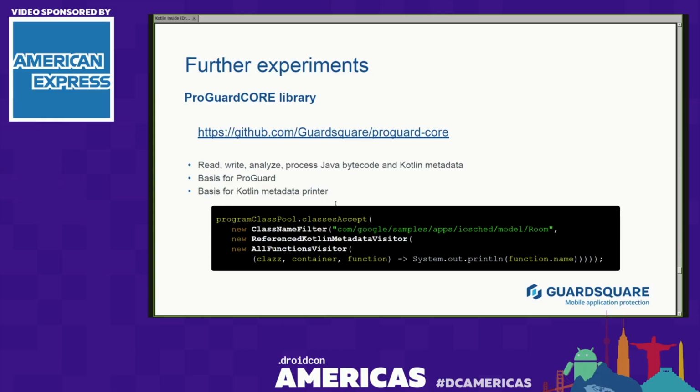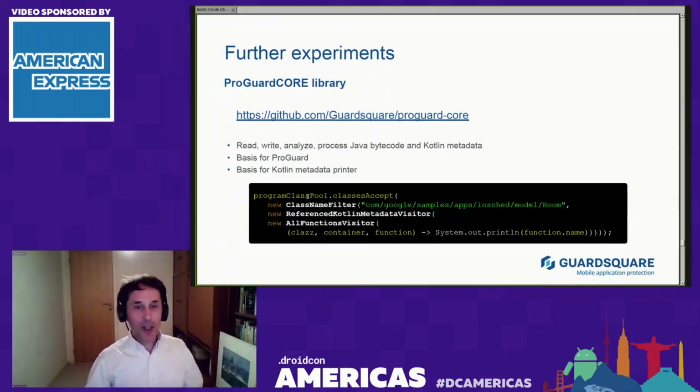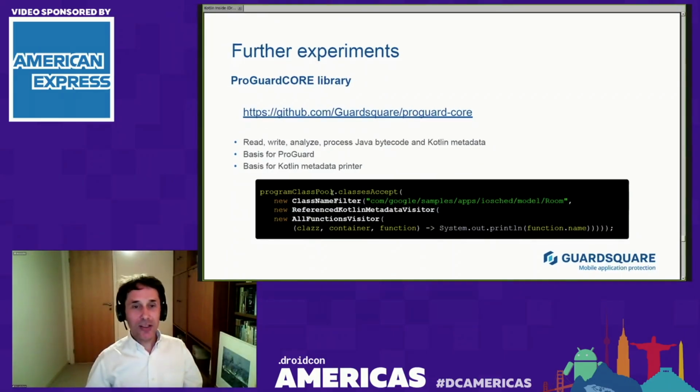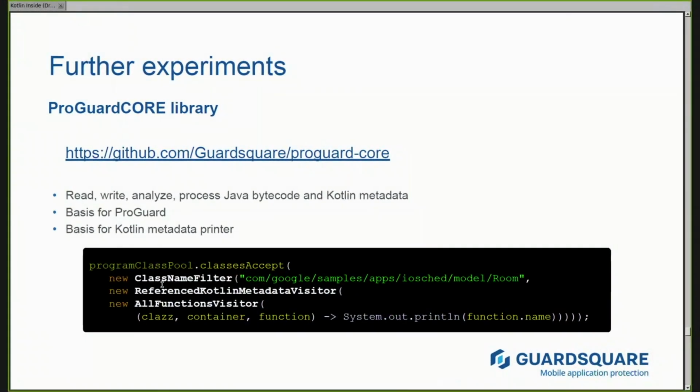Just to give you an impression of what the code looks like, this is a simple snippet of code. It uses the visitor pattern, and this piece of code visits all classes in a given class pool. It then applies a name filter, only visiting the mentioned class, the room class. In that room class, it visits the Kotlin metadata, and for the Kotlin metadata, it visits all functions, where it applies this small lambda function, which prints out the name. So this piece of code prints out all of the functions in the Kotlin metadata of the room class. So this is how compact it can be.